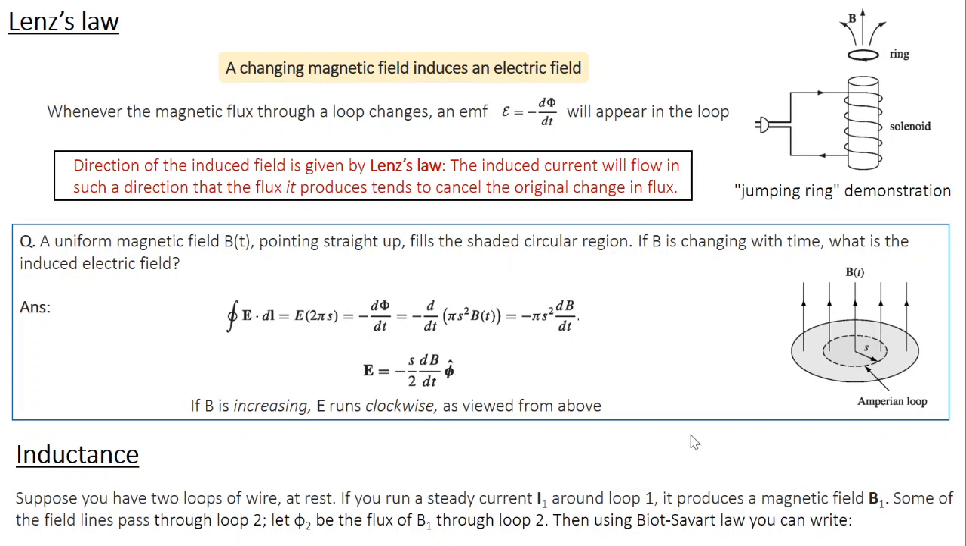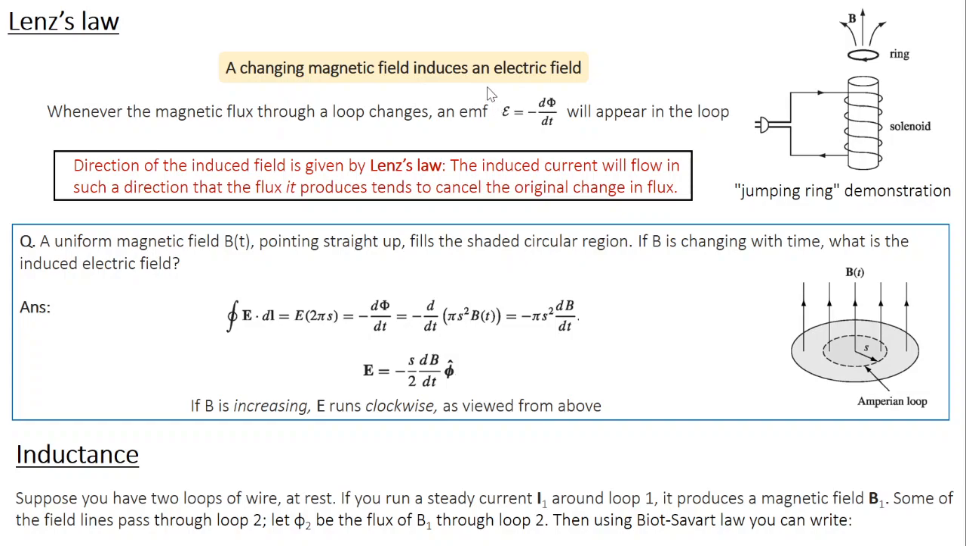In the last lecture, we discussed a seminal result in electromagnetism known as Faraday's electromagnetic induction law, which says a changing magnetic field induces an electric field. So whenever the magnetic flux through a loop changes, electromotive force E equal to minus d phi by dt will appear in the loop, where phi is the flux associated with the loop. In other words, EMF is the negative rate of change of flux. This is known as the Flux Law.